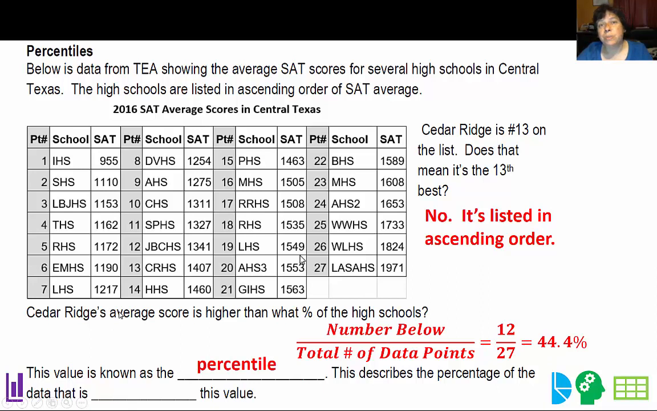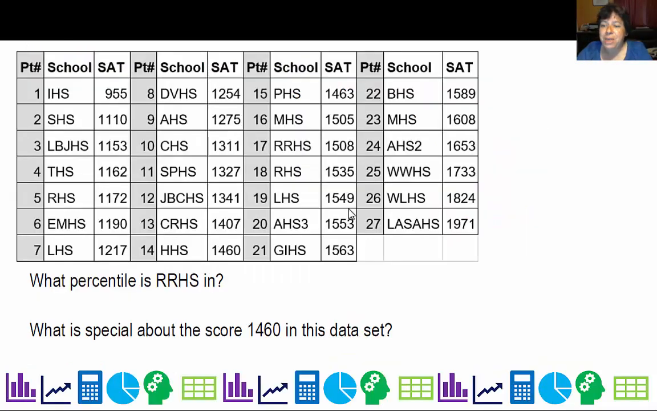This value is actually known as a percentile. This describes a percentage of data that is below the value. So if you do well on a test and say you get in the 95th or 99th percentile, that means you're above 95 or 99% of the schools. Now, to be fair to Cedar Ridge, where I teach, when I actually pulled in all the data for 2015, where I had all the high schools, it's actually better than that. So let's go ahead and continue.